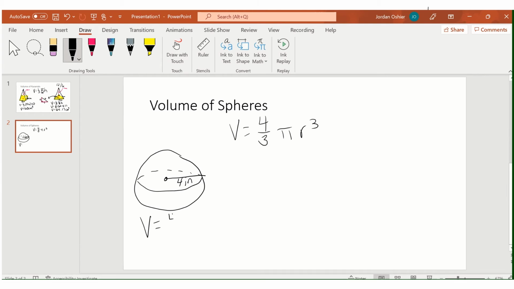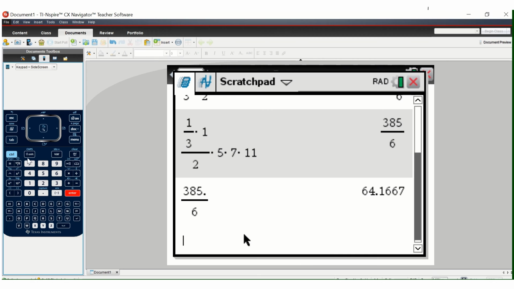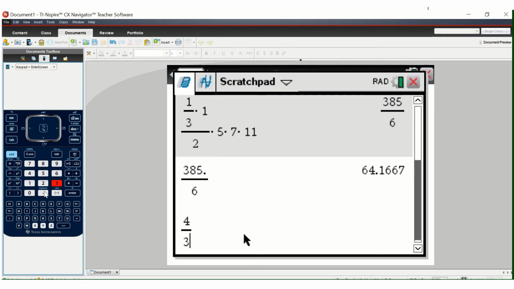So for a sphere, it's really straightforward. 4/3 pi, your radius, which is 4, cubed. And then we type that into the calculator and approximate it. When you type this into the calculator, again, I want to show you how it works. So if I do 4 control divide, it gives me my fraction, third. Click over to get out of the fraction.